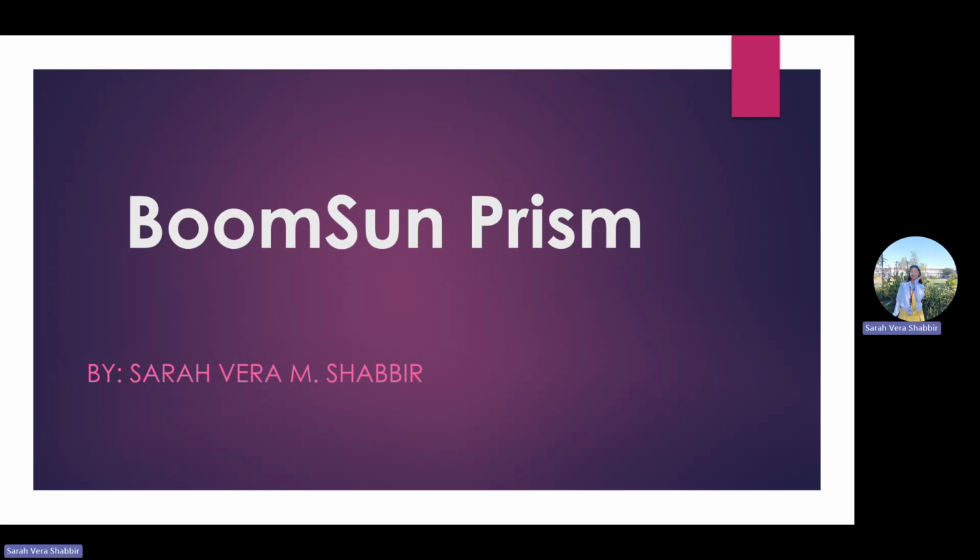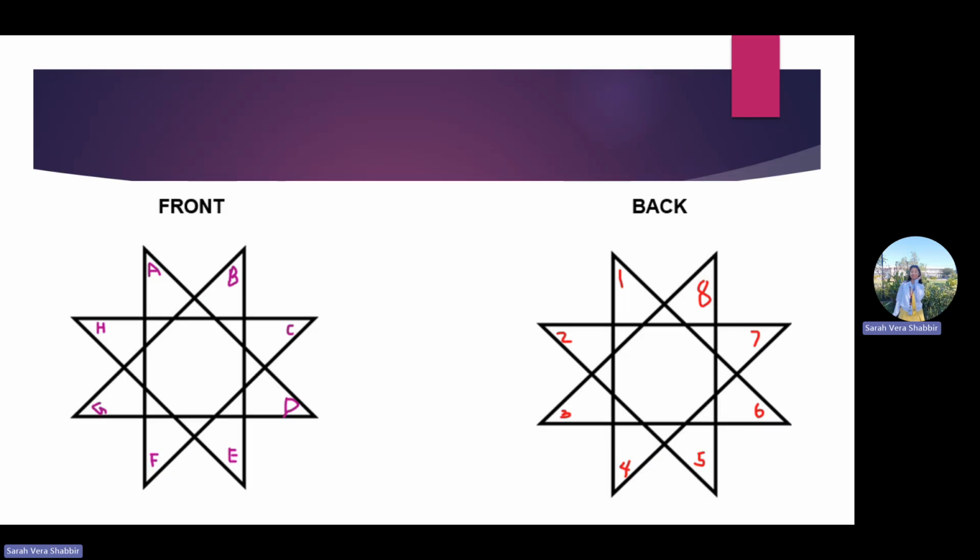Last time, we talked about the figure or my geometric model, BoomSun prism. And just a quick review, it looks like this, wherein the front is labeled as A to H and the back is labeled as 1 to 8. And last time, we have proven that the geometric model does indeed form a group structure.